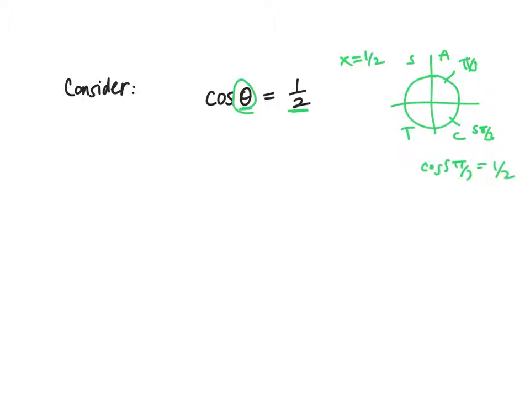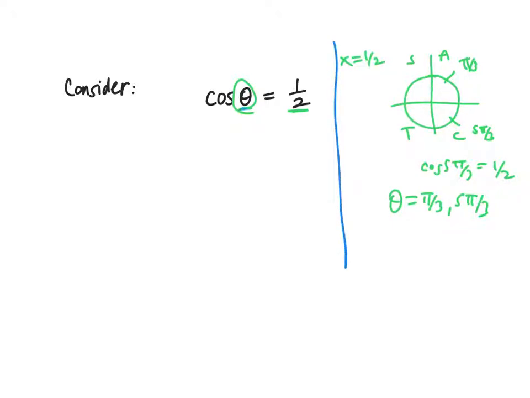you 1/2. But remember, theta could be pi over 3, could be 5 pi over 3, but we also have an infinite number of coterminal angles possible, right? I could add 2 pi in the positive direction or subtract 2 pi. I have an infinite number of angles possible such that when I take the cosine, I get out the ratio of 1 over 2. Okay, let's come back to this equation for a moment.